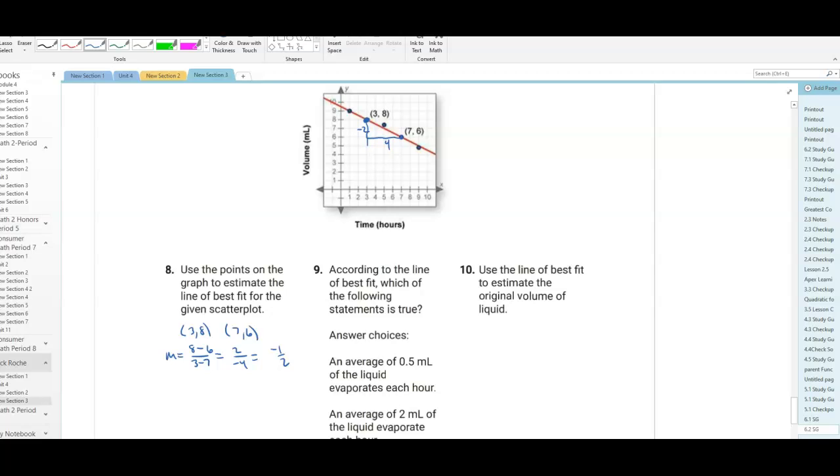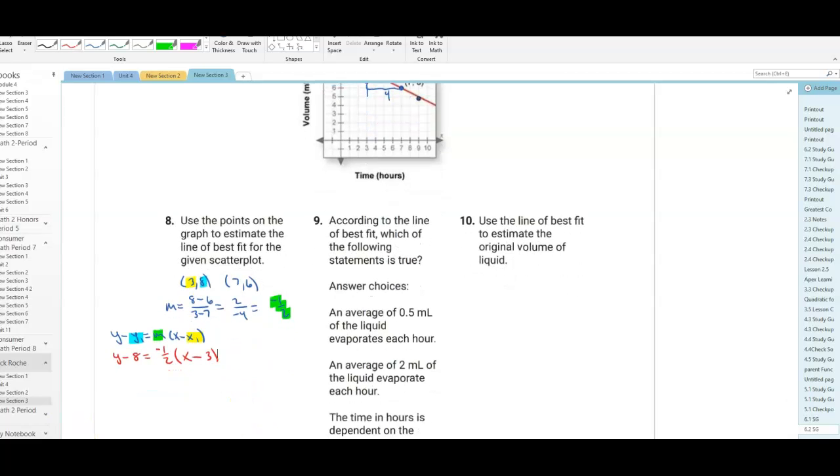Now I'm going to put this in point slope form. So y minus y1 equals m times x minus x1. I'm going to pick one of these points and put my x here, my y value here, and then my slope here. So y minus 8 equals negative 1/2 times x minus 3.